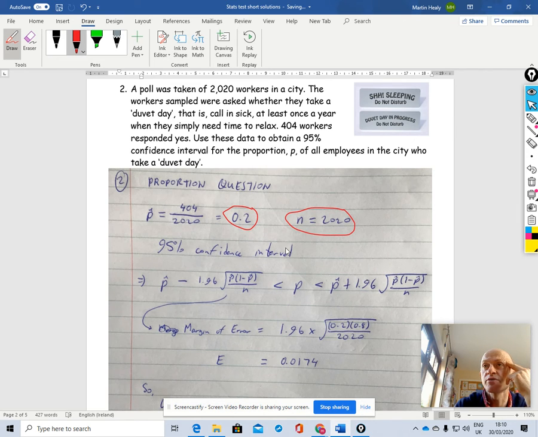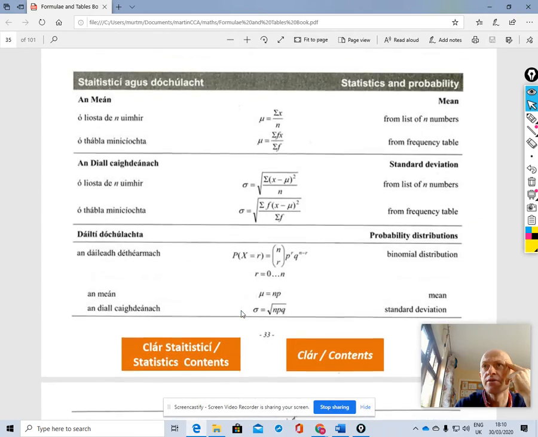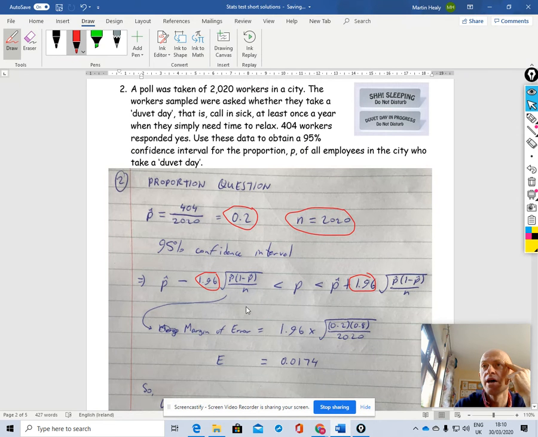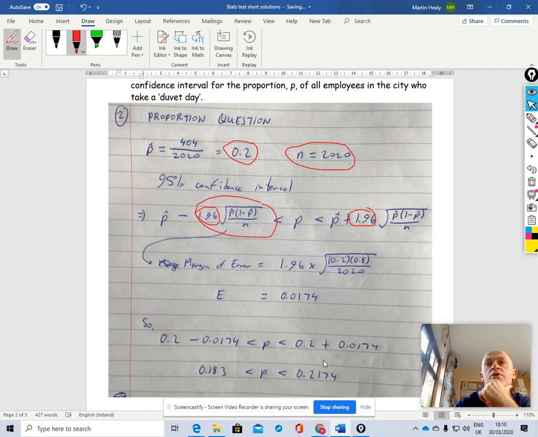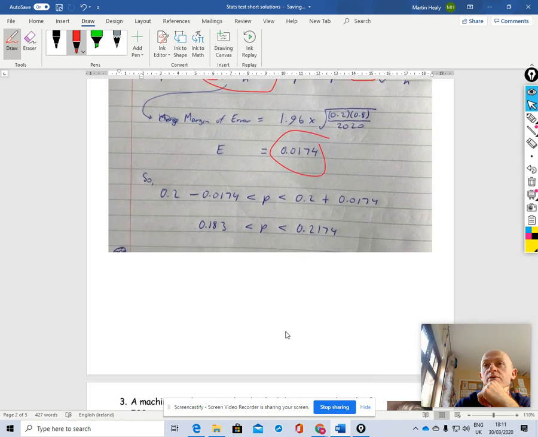We're dealing with a 95% confidence interval, so we have our 1.96. And we multiply that by what's called the standard error formula, which is up here somewhere, just there, the standard error of the proportion formula. And it's one you have to basically remember for the exam. This part is in the maths tables, but the rest of it isn't. So the margin of error is this whole thing here. You work it out, and it turns out to be 0.0174. To get your confidence interval, then you subtract this number and add that number on, and you're left with your confidence interval, and that's that question done.